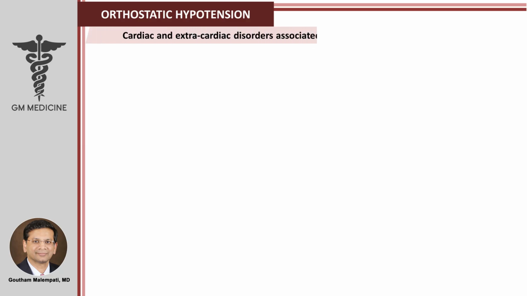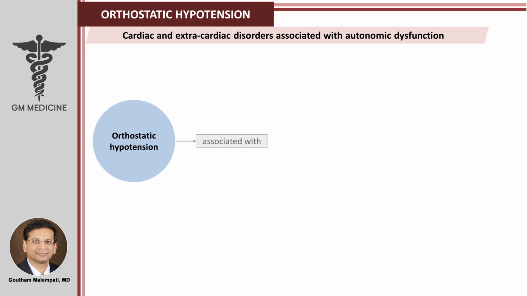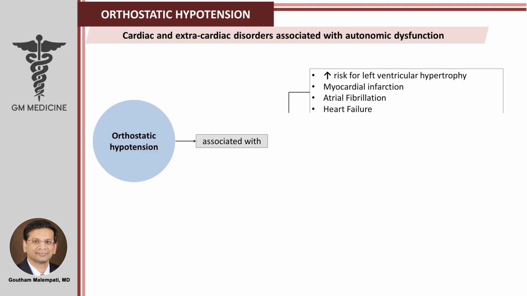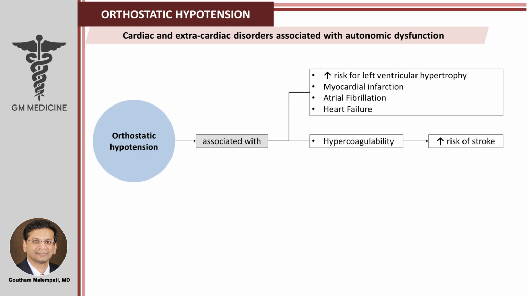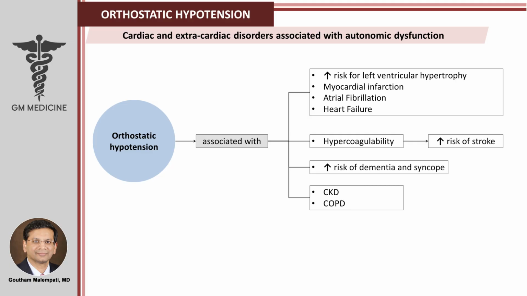Cardiac and extracardiac disorders associated with autonomic dysfunction. Orthostatic hypotension is associated with increased risk for left ventricular hypertrophy, myocardial infarction, atrial fibrillation, and heart failure. It is associated with hypercoagulability, which in turn increases the risk of stroke. It's also associated with increased risk of dementia and syncope. It is associated with chronic kidney disease and chronic obstructive pulmonary disease. There's increased risk of fractures and falls.